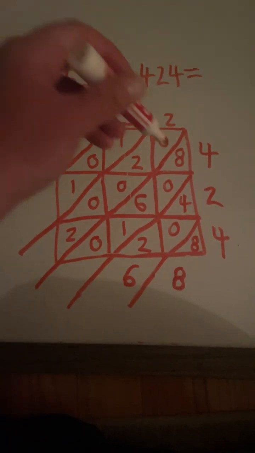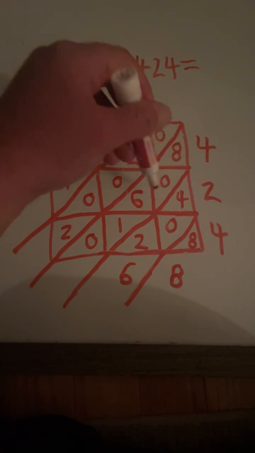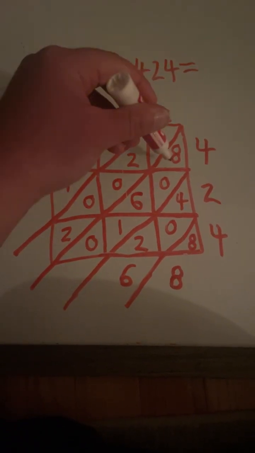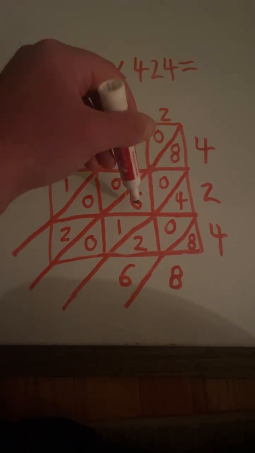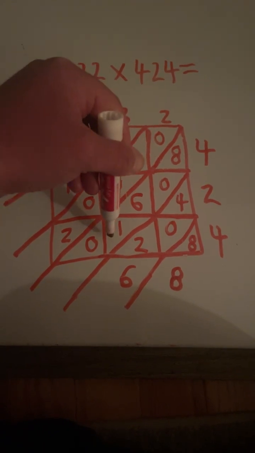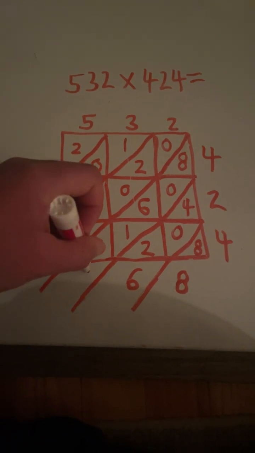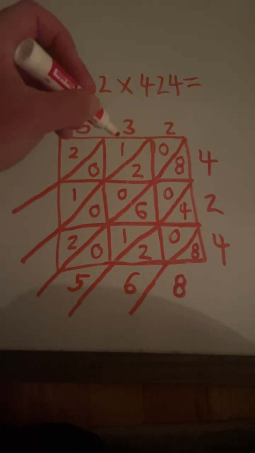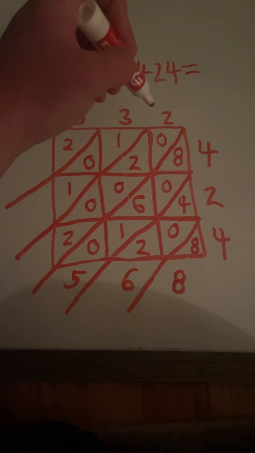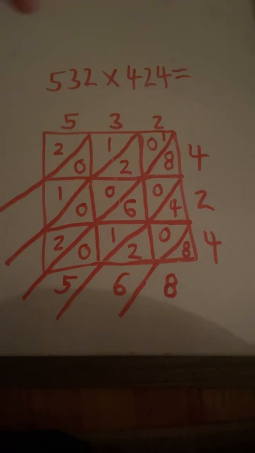Now in between these two diagonal lines, we have an 8, a 0, a 6, a 1, and a 0. 8 plus 0 equals 8, plus 6 equals 14, plus 1 equals 15. Plus 0 stays at 15. So we're going to put a 5 here, and then the 1 we're going to carry over to the next set of diagonal lines.